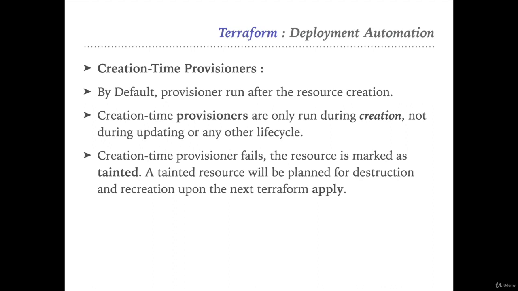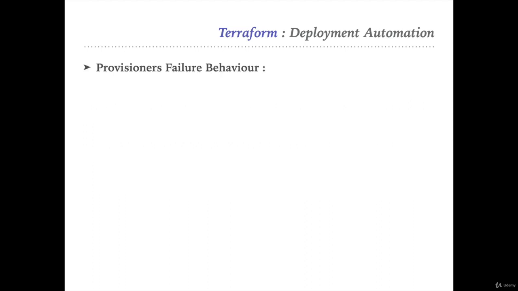So to prevent the incorrect infrastructure creation, Terraform will simply mark that resource tainted, and whenever you modify your provisioner definition, whenever you modify the script which you are executing as a part of the provisioner, and you again execute the Terraform apply, Terraform first destroys that resource which is marked as tainted, and then it will reapply or recreate that resource. Let's discuss the provisioner failure behavior.